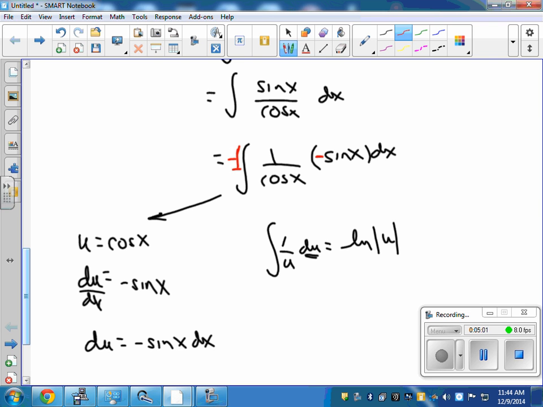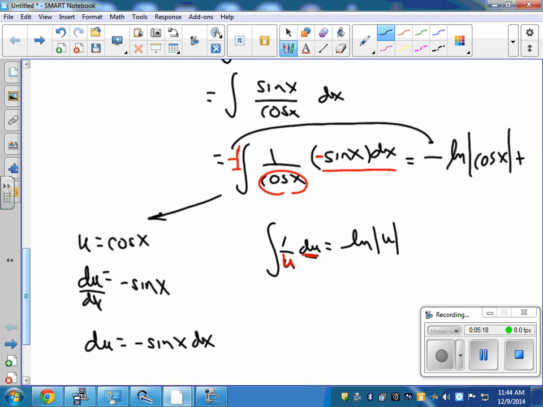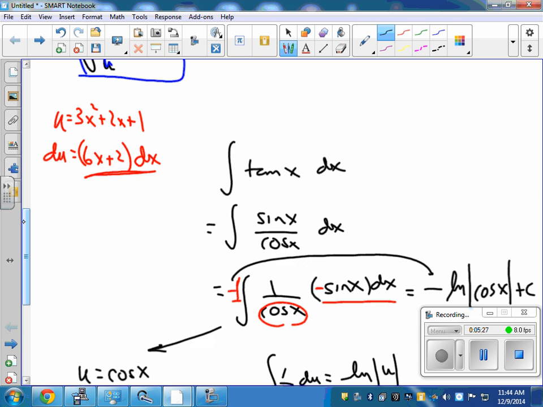So now I have 1 over u. Here's my u. I have the correct du, negative sine x dx. So I can now write the answer as negative, from this negative 1, natural log, absolute value, cosine of x, plus a constant. And so there's another natural log form. Again, you don't see a natural log in the problem. You saw a trig function, but it does work as a natural log.